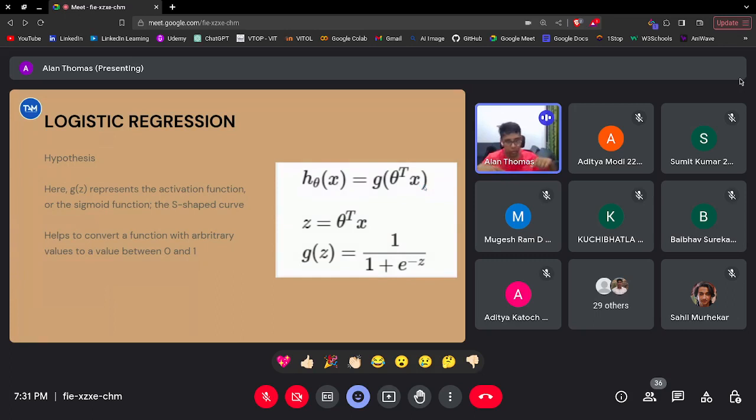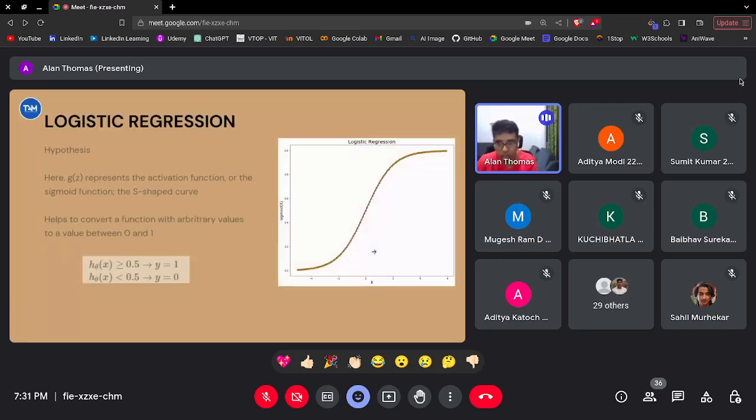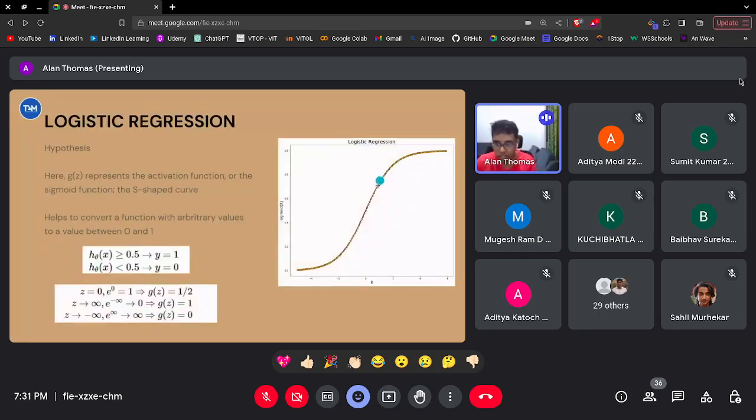It will do the matrix multiplication of the parameters and the input, and it will give you one value. So you take that one value, which is z over here, and plug it into the sigmoid function, which will give you an output, and that is your final output. The formula for g of z is 1 by 1 plus e to the power minus z. This is the graph, an S-shaped graph.